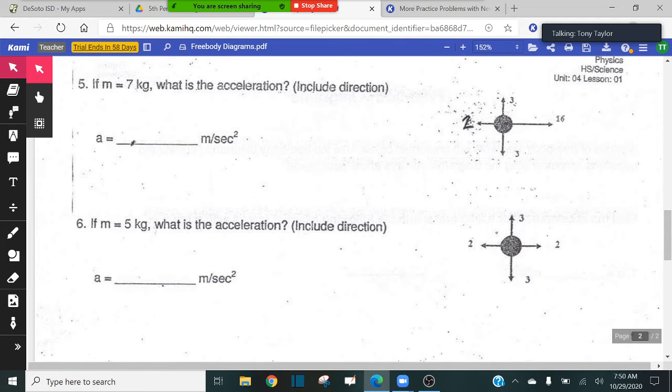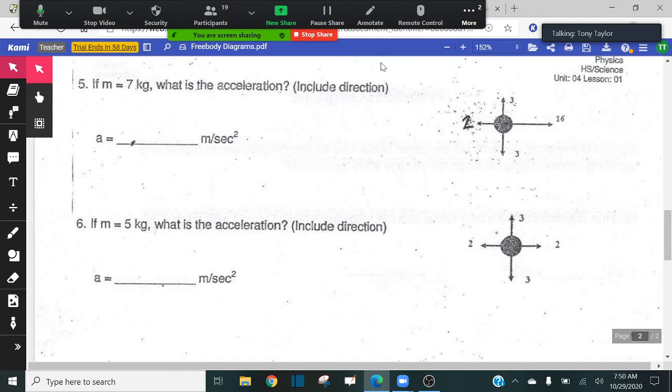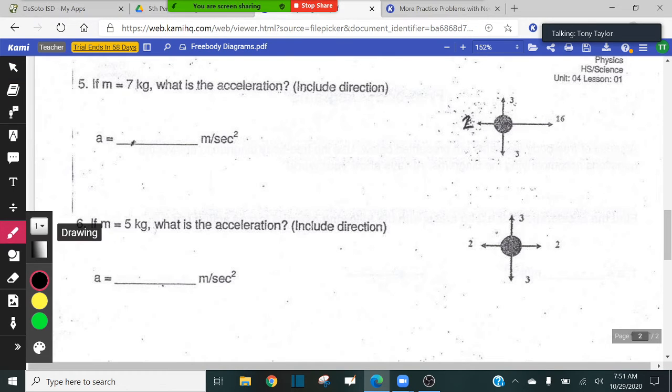Number 5 says, if mass is equal to 7 kilograms, what is the acceleration? So for this free body diagram right here, guys, we have a mass here that is 5 kilograms. And notice we have forces acting on it. We have forces acting in both the y and the x direction. So what I want to do first, I want to start with the acceleration of the object in the x direction first. And then from there, we're going to figure out the acceleration of the object in the y direction.